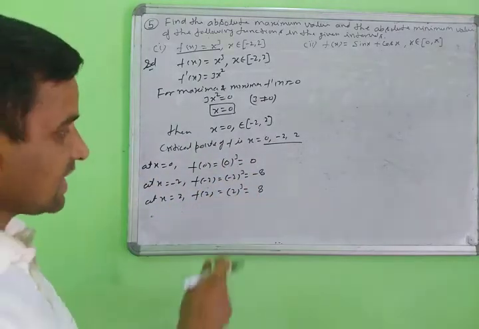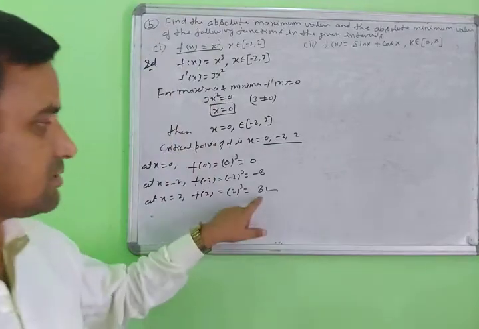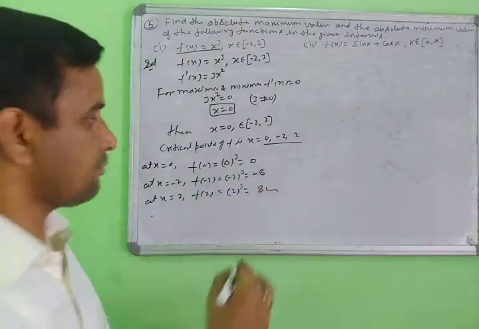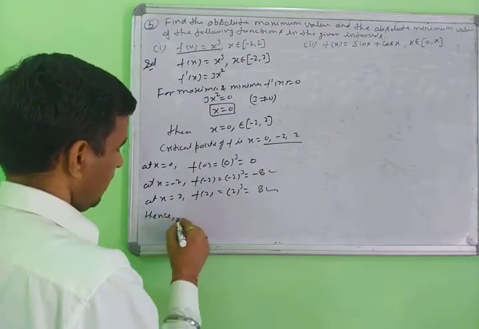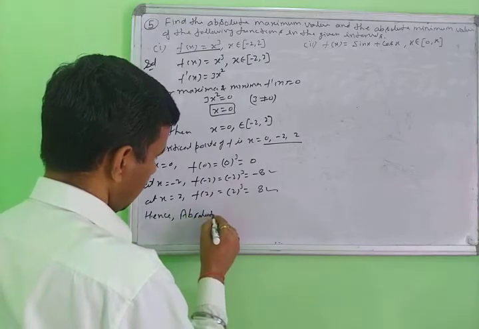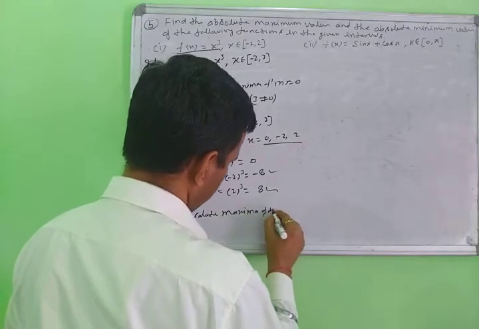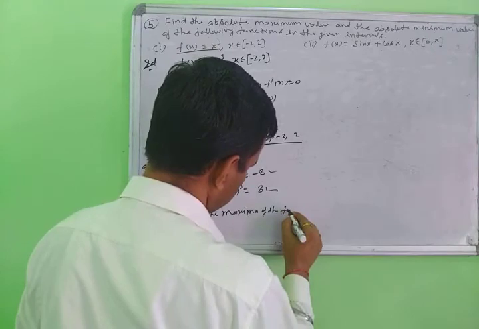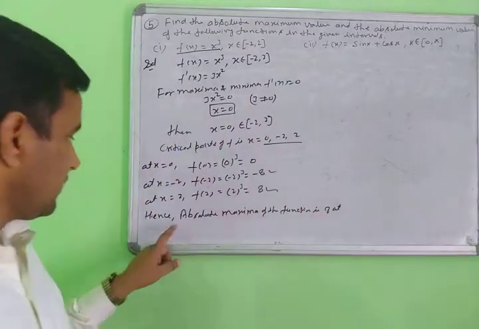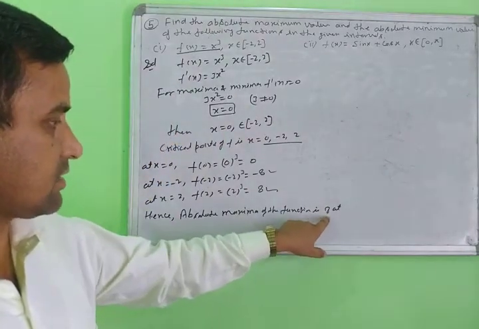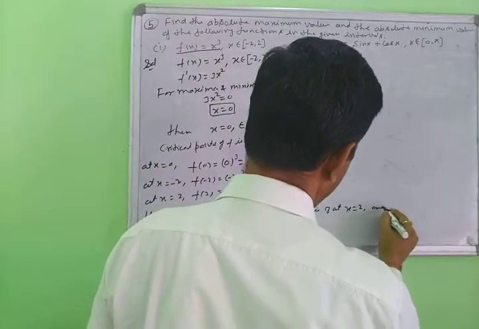The absolute maxima, you will select among these points. The maximum value is the absolute maxima. The minimum value here is the absolute minima. So now, hence, the absolute maxima of the function is 8. At which point here? At x equal to 2.